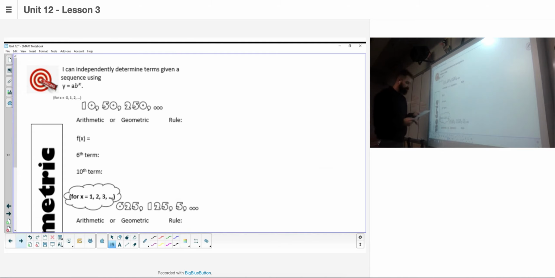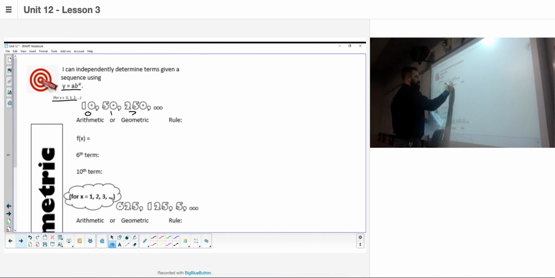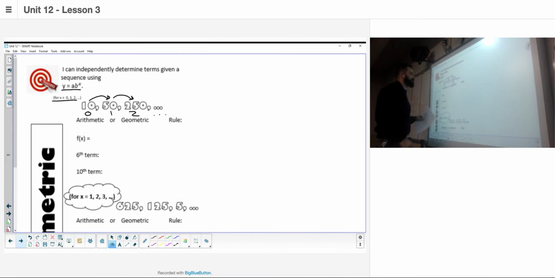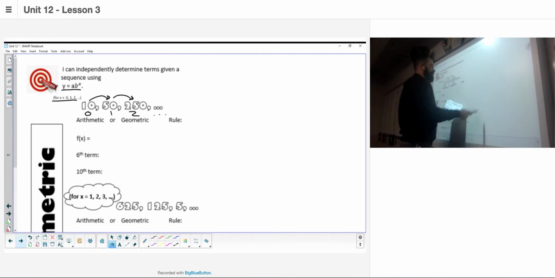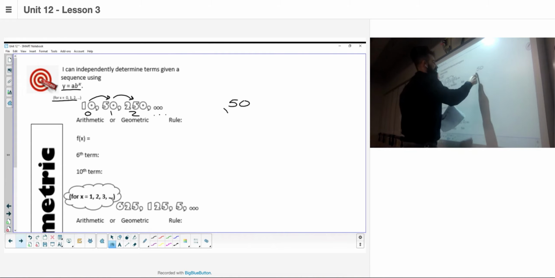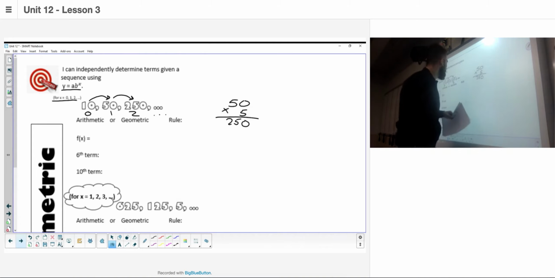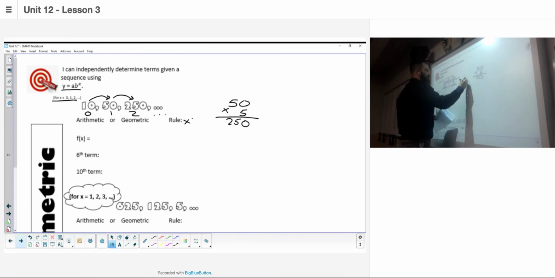All right. Y equals ab to the x power. Okay, we have terms 0, 1, 2, dot, dot, dot. What's our rule? Well, how do I get from 10 to 50, from 50 to 250? Well, 10 times what is 50? 10 times 5. Let's see, does 50 times 5 equal 250? 5 times 0 is 0. 5 times 5 is 25. Looks like 250 to me. So our rule is times 5.